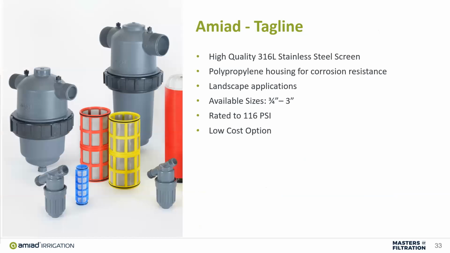So the Amiad Tagline is one of those filters that we're talking about. This filter is a stainless steel. It does have a propylene housing. It's great for landscape applications, 3/4 inch to 3 inch. It's rated for 116 PSI. That's important for you to remember. It's a low cost option. That's a great filter for where you can actually do your simple cleaning.